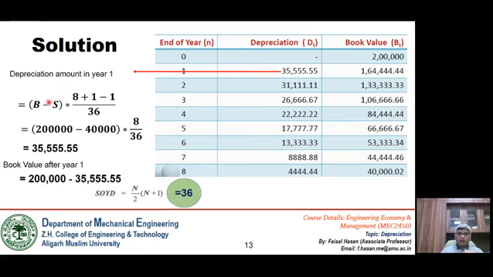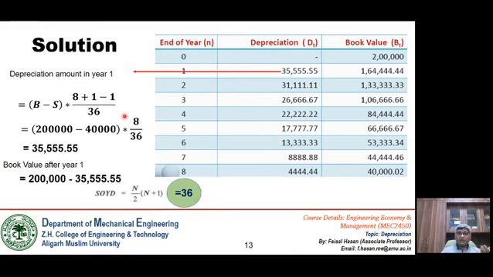So simply, while calculating the depreciation amount, you multiply B minus S by the corresponding reverse digit which is coming in front of this one, that is, in this case, 8, and divide by the sum of years digit, that is 36.